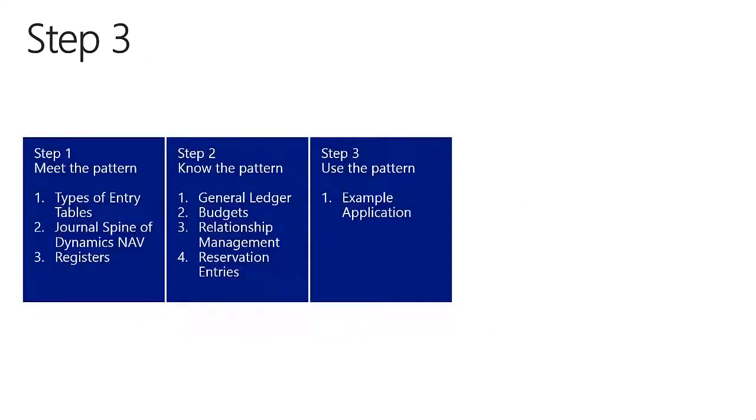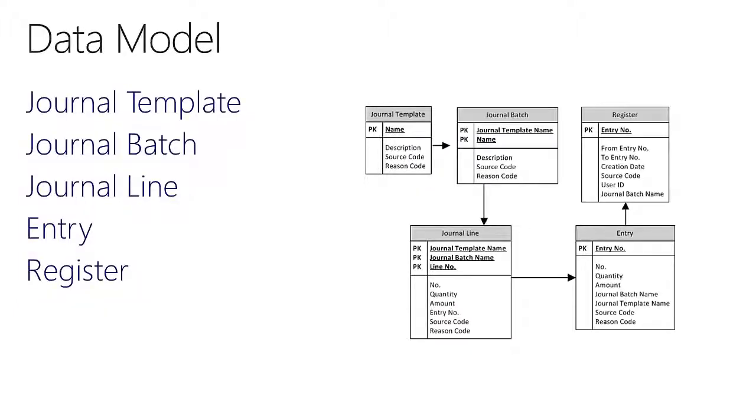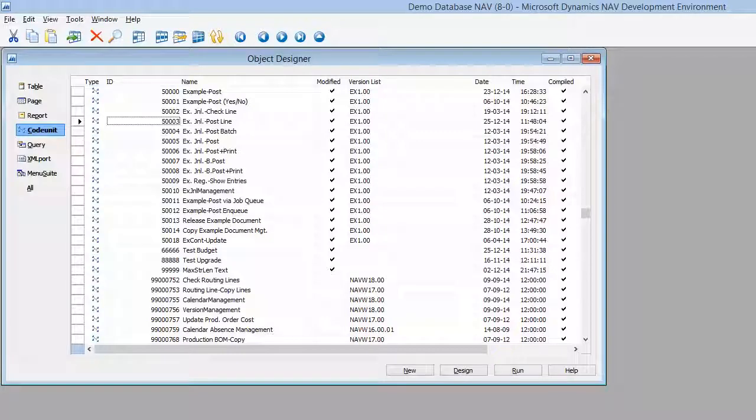Now let's see how we can implement the pattern in our own application. In the video How Do I use the journal template batch line pattern, we created an entry table based on a resource journal. Let's use this journal to see how the entries are created. This entry table uses the journal pattern to be created and has auditability via a register table. Let's open codeunit 50003, Example Journal Post, which creates the entry.